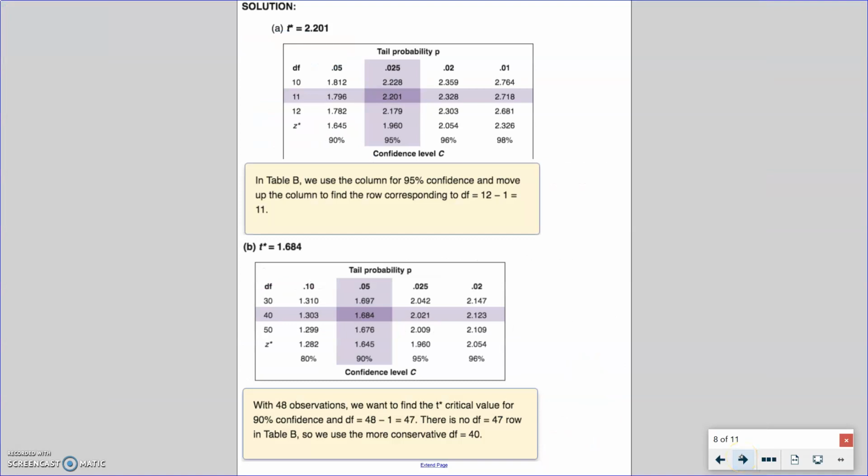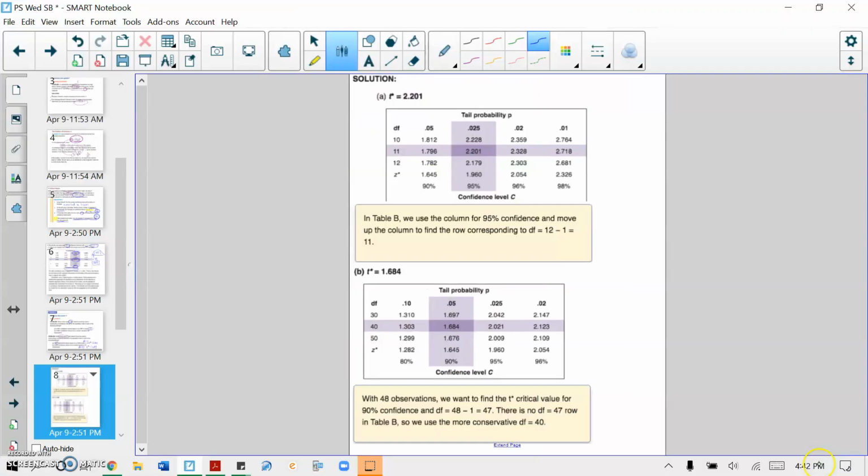Okay, here are my answers as well to help you out with the visual part of it. So notice how for confidence level, you can either use the 95% or the tail probability. It'll give you the same column, and our degrees of freedom were 11. That's where that value came from. Same thing down here, 90% or a tail probability of 0.05. That's where that number came from, okay?